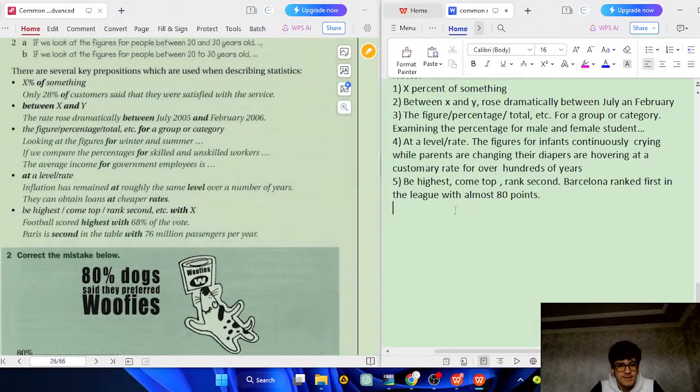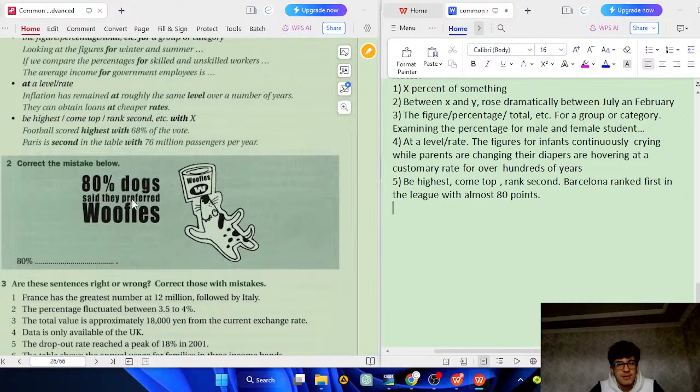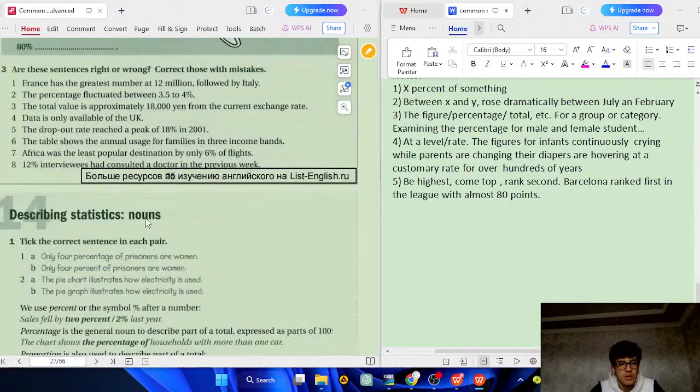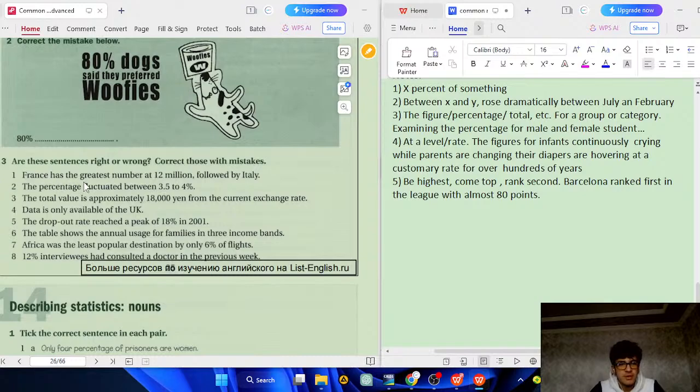I guess this is it. 80% of dogs said they preferred woofies. France has the greatest number. Exercise 3. Means it's the greatest number. What do you mean greatest number? Greatest number with 12 million, followed by Italy.